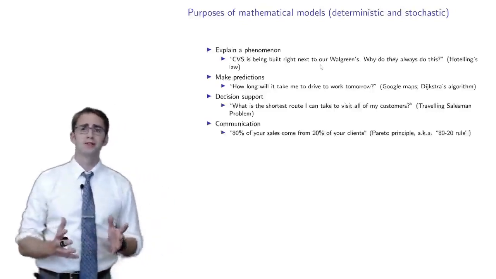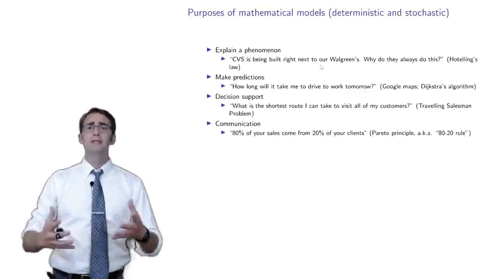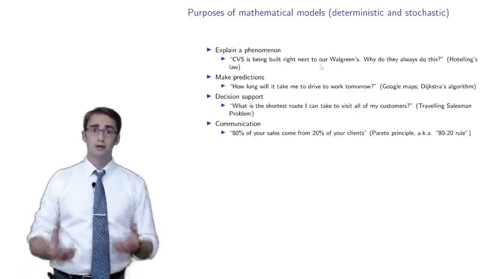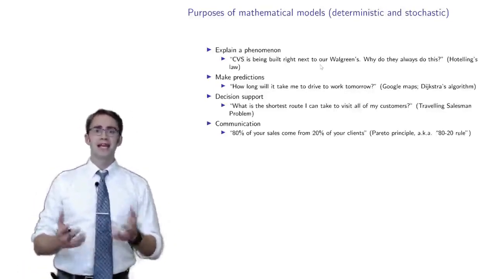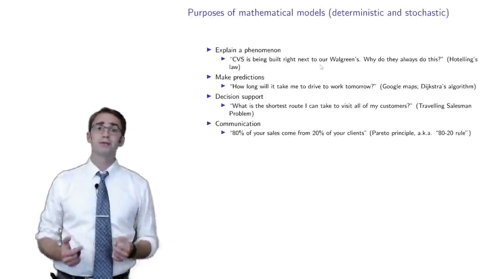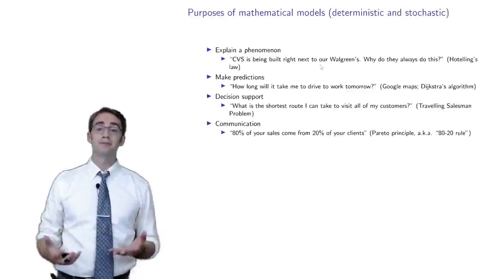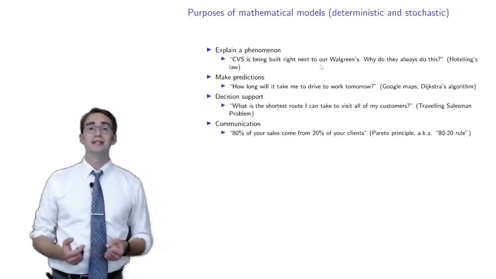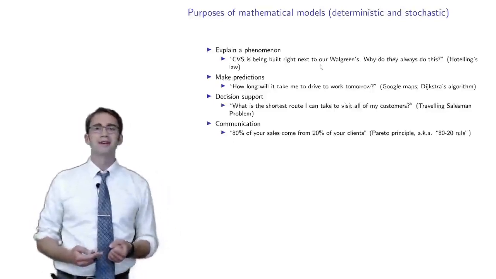Sometimes a model is useful just because of what it communicates. You come up with a mathematical principle that is easy to articulate to your customers or your supervisors or your students. The 80-20 rule is a great example of this. 80% of your sales come from 20% of your clients. That's called the 80-20 rule. It's also called the Pareto principle. It's named after Vilfredo Pareto, who was an economist at the turn of the century. 1896, I think, is when he wrote the paper about this.